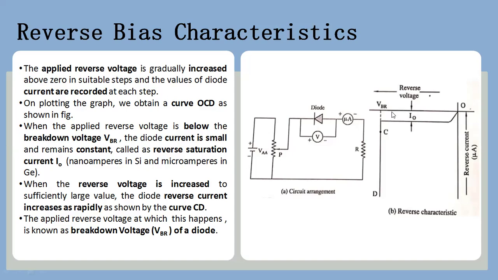When we are increasing the reverse voltage, you can see that the current increases rapidly. That is the curve C to D. And the point at which this happens is called the breakdown voltage. At breakdown, it might damage your diode. So this is your reverse bias characteristics, and I am combining both of these graphs. The curve we had initially seen, the forward and reverse bias characteristic together, is called the VI characteristic of a diode.